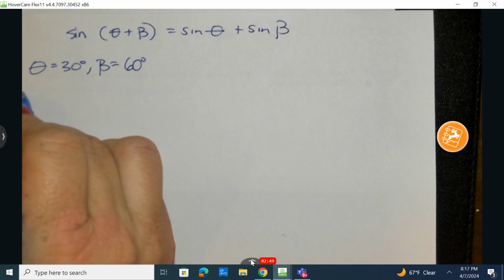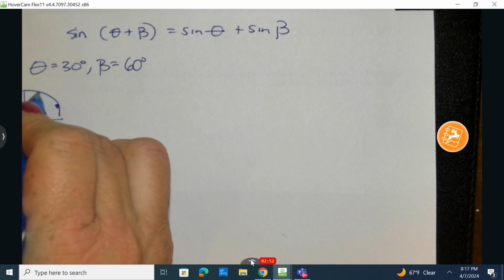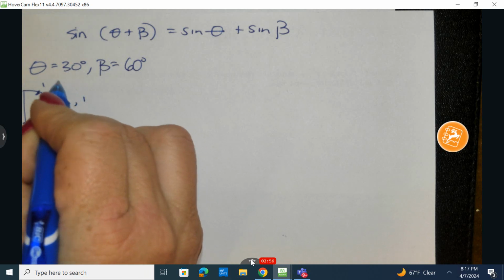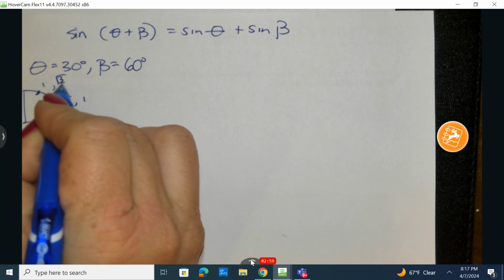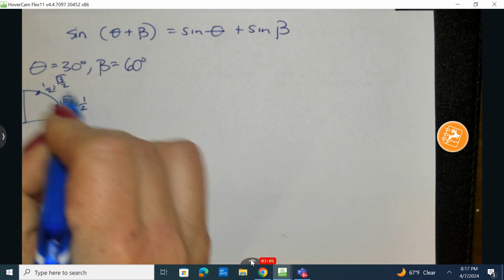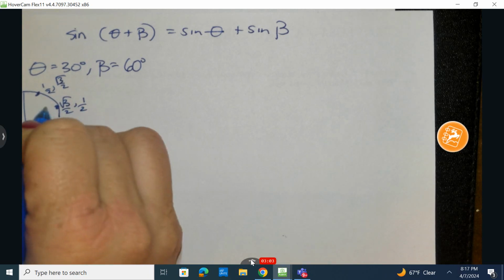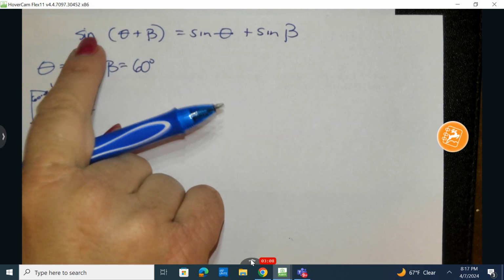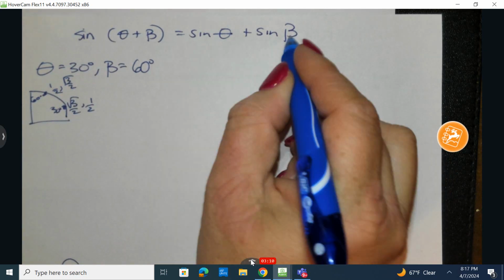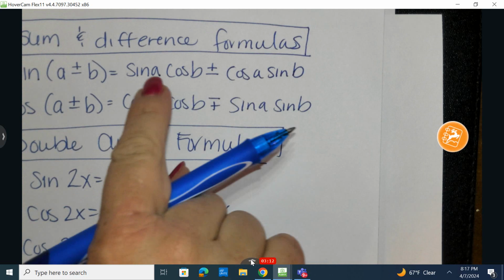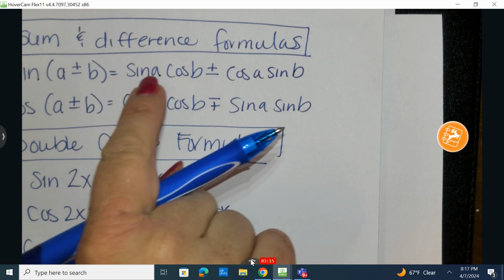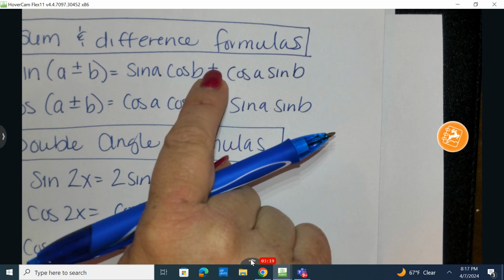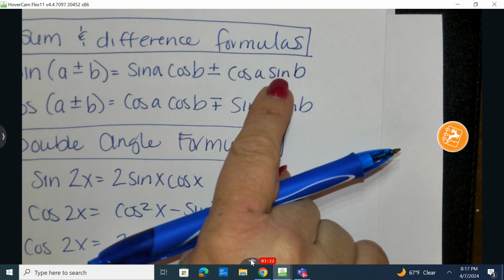I already know what those are, so I can come to the unit circle here. I have 30 degrees and 60, so this is 1, 2, 3, 1, 2, 3. So I have my cosine and sine, both for 30 degrees and for 60 degrees. All right, let's get started. So what is this equal to? I want to prove it's not equal to this. So I'm going to write down right now sine of 30 degrees, cosine of 60, plus cosine of 30, sine of 60.